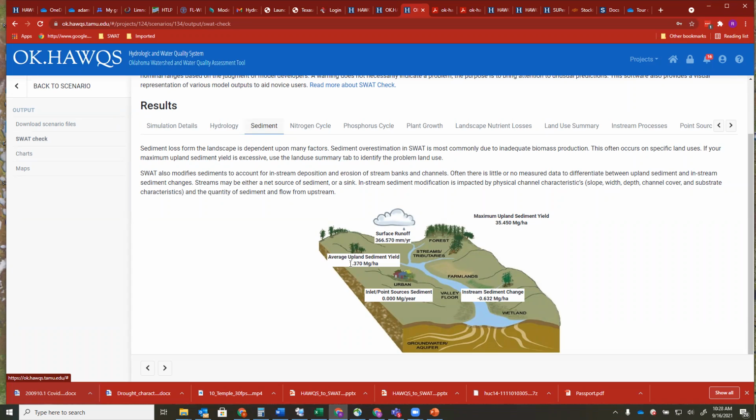Of that 1.37 tons, 0.6 is the in-stream. But there is a negative. That means we are depositing 0.63 tons in the channel. This is landscape erosion, but the landscape erosion is getting deposited in the channel. If this number is positive, then that means you have erosion from the channel also.